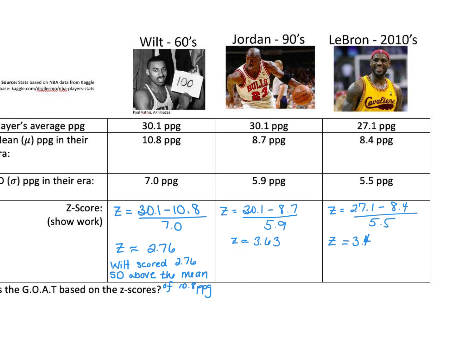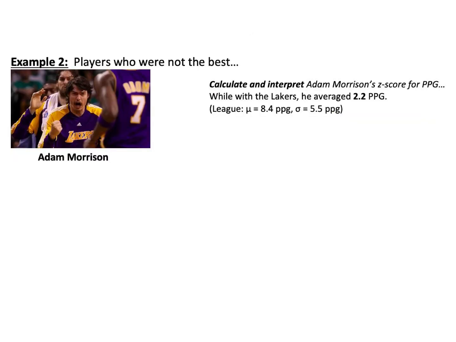So we would say that Michael Jordan's the GOAT based on this analysis. Of course, there are certainly other ways to analyze a player. And it looks like LeBron's second, and Wilt would be third when we compare them to the players of their time. So now let's look at players who were not the best.